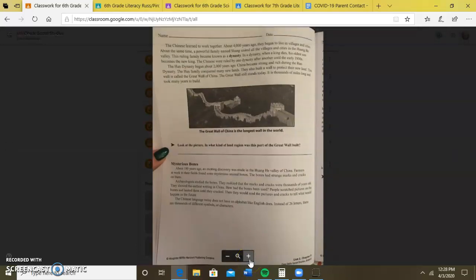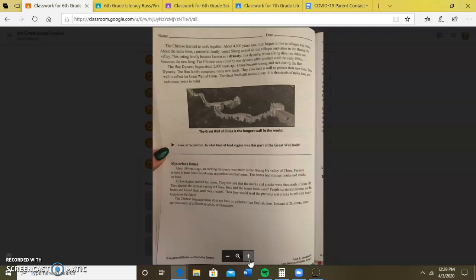The Chinese learned to work together. About 4,000 years ago, they began to live in villages and cities. About the same time, a powerful family named Shang united all of the villages and cities in Han He Valley. You should have learned about Shang last week or 2 weeks ago when we had our first packet during the first break. This ruling family became known as a dynasty.